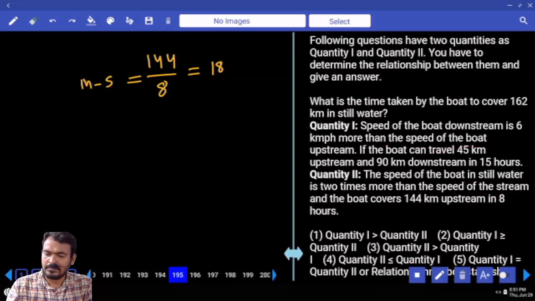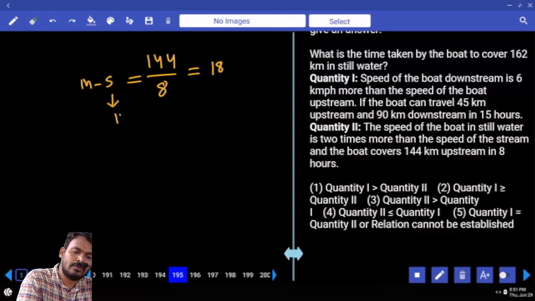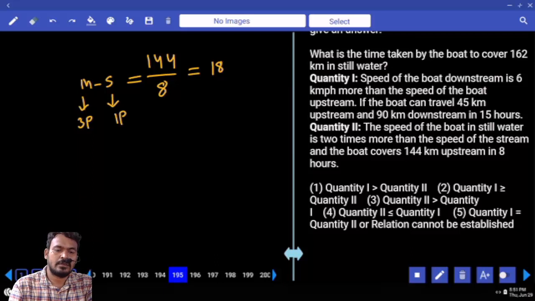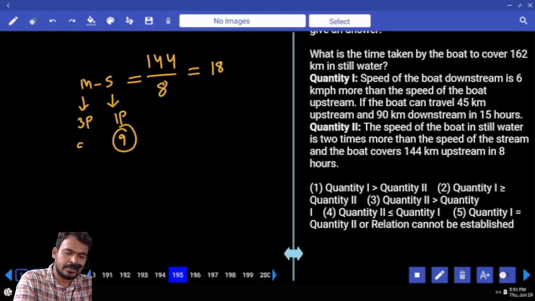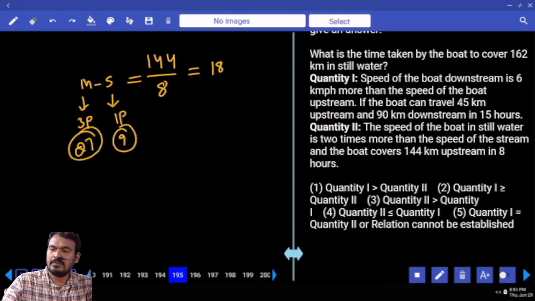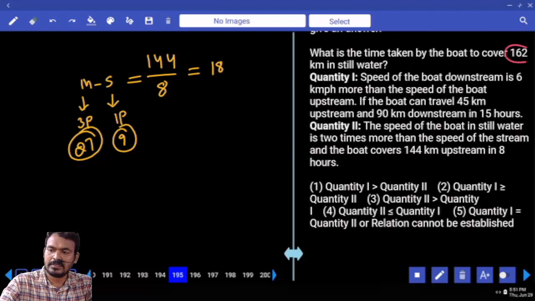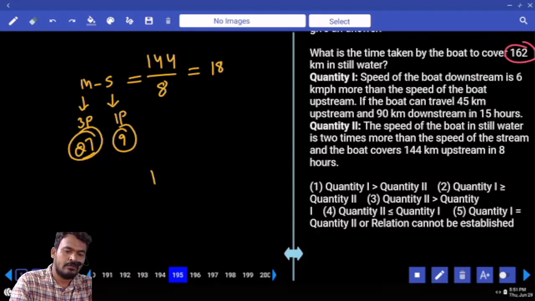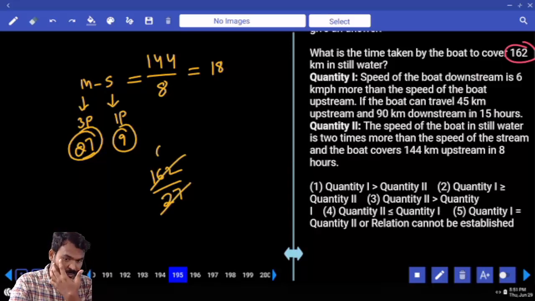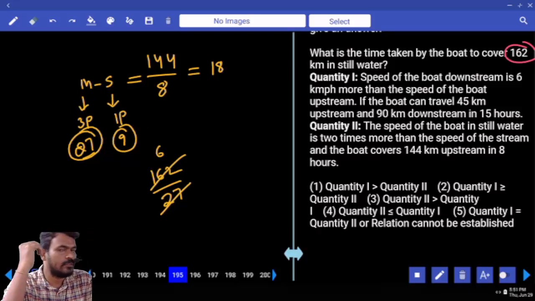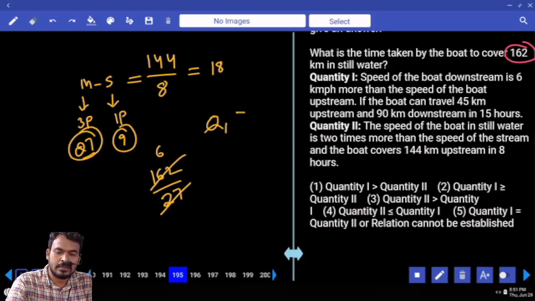144 by 8 means 18 kilometers per hour. Boat speed is 2 times more than which one? Speed of the stream. Suppose speed of the stream we consider 1 part, boat speed is 3 parts. What is the difference? 2 parts equal to 18. What is the 1 part value? 9. And what is the 3 parts value? 27. Again 162 kilometers is covered with a speed of which one? 27. 162 by 27, almost 6 times, sir. What is the Q1 value? 13 and a half hours. Q2 value 6. Then answer: Q1 greater than Q2.